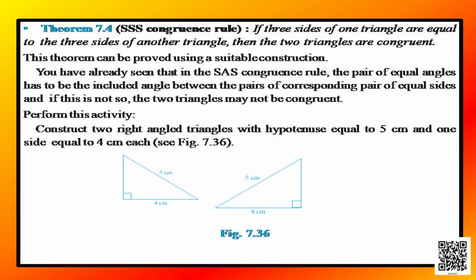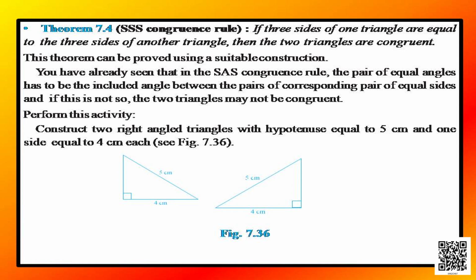So what does theorem 7.4 say? That is the SSS congruence rule. If three sides of one triangle are equal to the three sides of another triangle, then the two triangles are congruent. This theorem can be proved using a suitable construction.